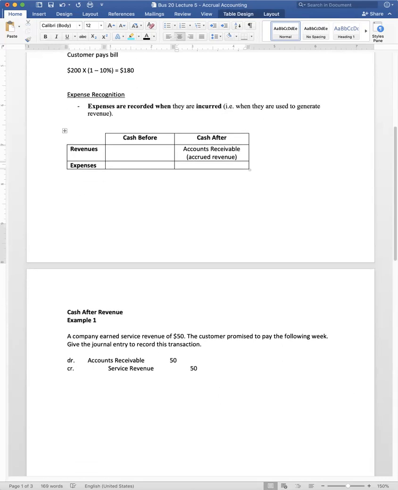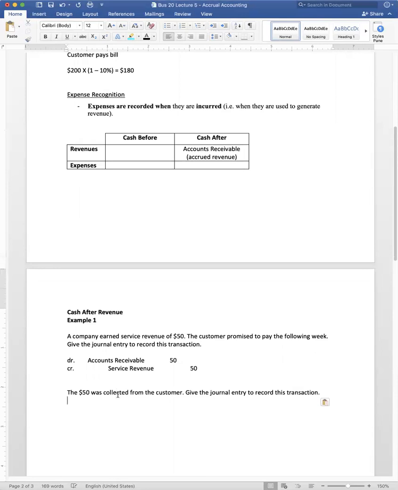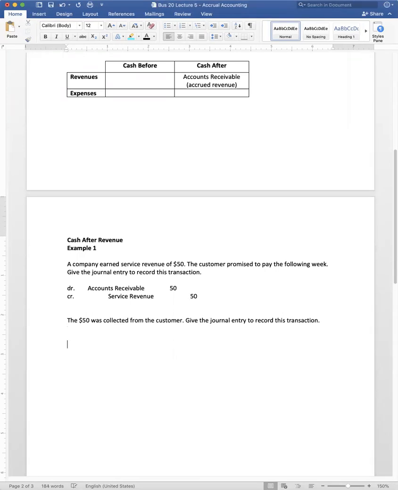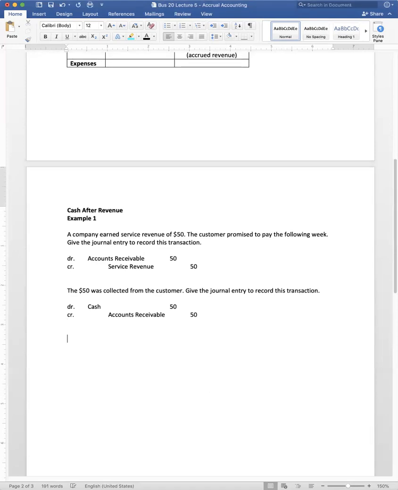Okay, let's go back to cash after revenue. Let's finish that example. Let's say that the $50 was collected from the customer. So what's that journal entry? Well, we're collecting the $50, so we're collecting cash. So cash is going to increase, which is a debit. And then the accounts receivable is going to go away. So we're going to decrease accounts receivable, and that's another asset, so that will be a credit to accounts receivable. Okay, so that's something we've seen before, pretty simple.